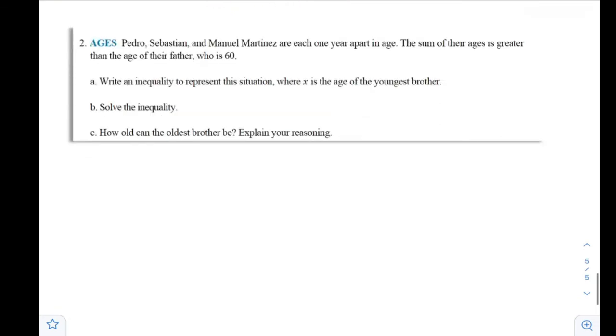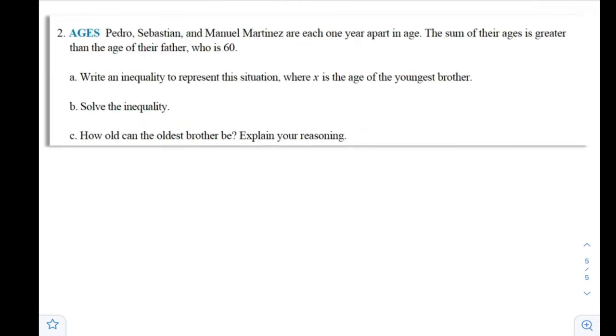Okay, let's see here. Another question. Pedro, Sebastian, and Manuel Martinez are each 1 year apart in age. 1 year apart means the difference between each and the next one is 1 year only. The sum of their ages is greater than the age of their father, who is 60. Write the inequality to represent the situation where X is the age of the youngest brother.